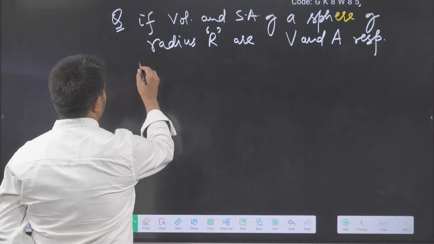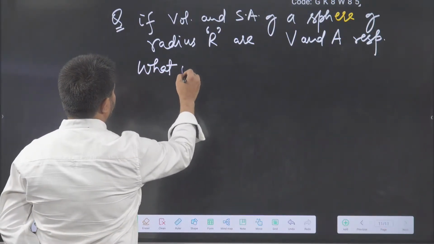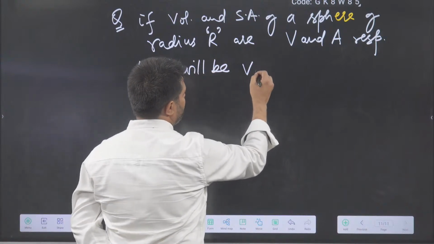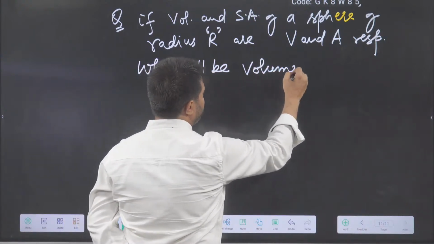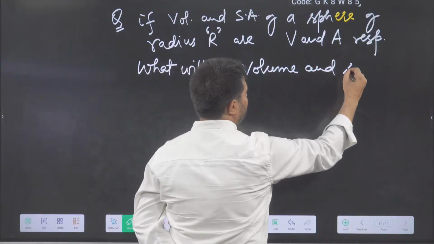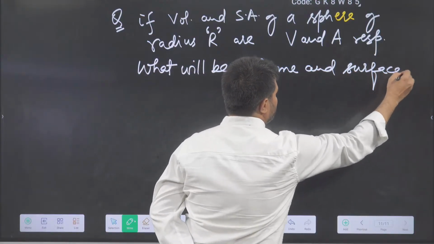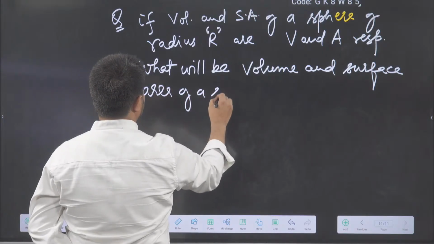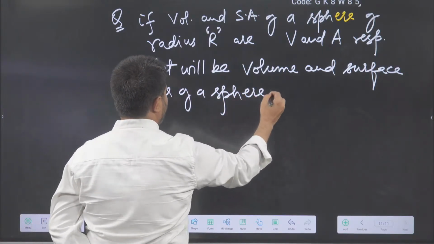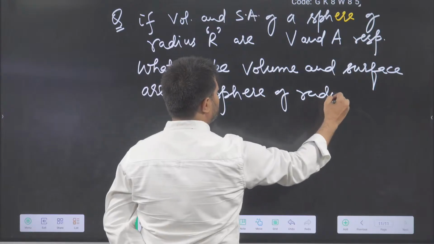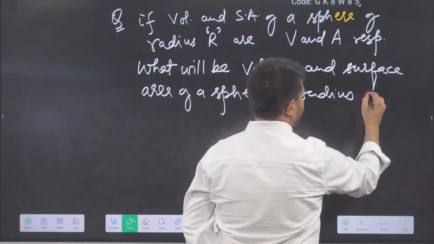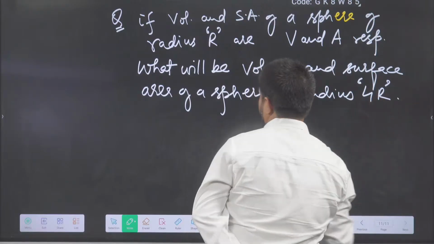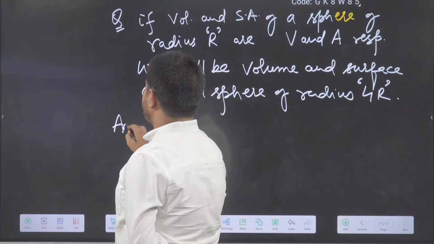Question is, what will be the volume and surface area of a sphere of radius 4r? You have to tell me the answer.